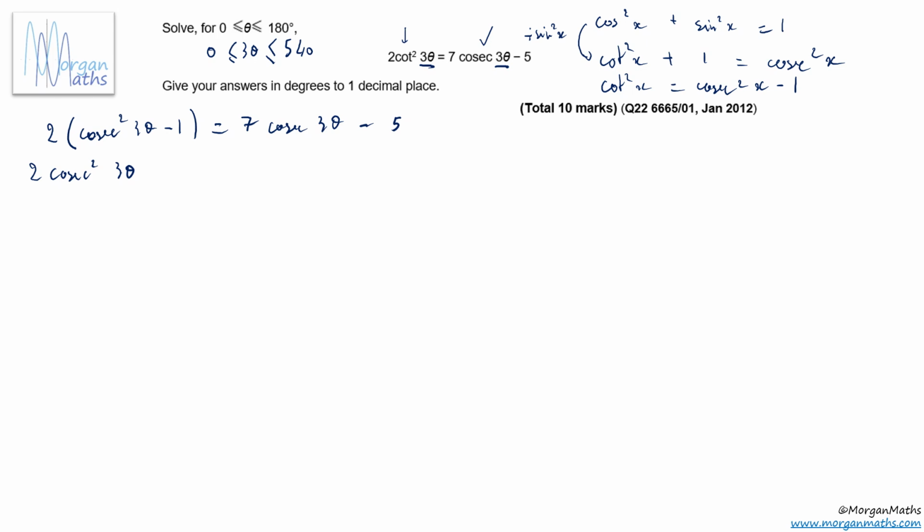I'm going to move the 7 cosec 3 theta to the left hand side. So I now have minus 7 cosec 3 theta. And if I expand the bracket, I've got 2 times minus 1, so a minus 2. And I'm going to move a minus 5 from the right to the left. Therefore, it's going to be minus 2 plus 5. And this gives me plus 3 equals 0.